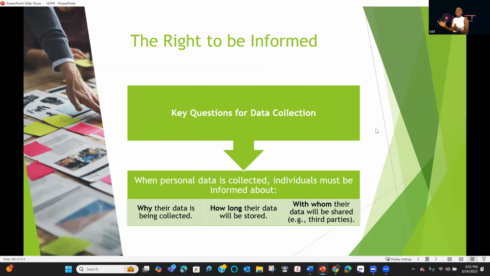The right to be informed. Key questions for data collection. Remember now, this is the right to be informed at the level of the organization, let's say UST. When personal data is collected, individuals must be informed about: if we want to collect their information at the initial phase, or we are doing it through the privacy notice, why is their data collected in the first place? How long will their data be stored or retained? With whom will their data be shared?